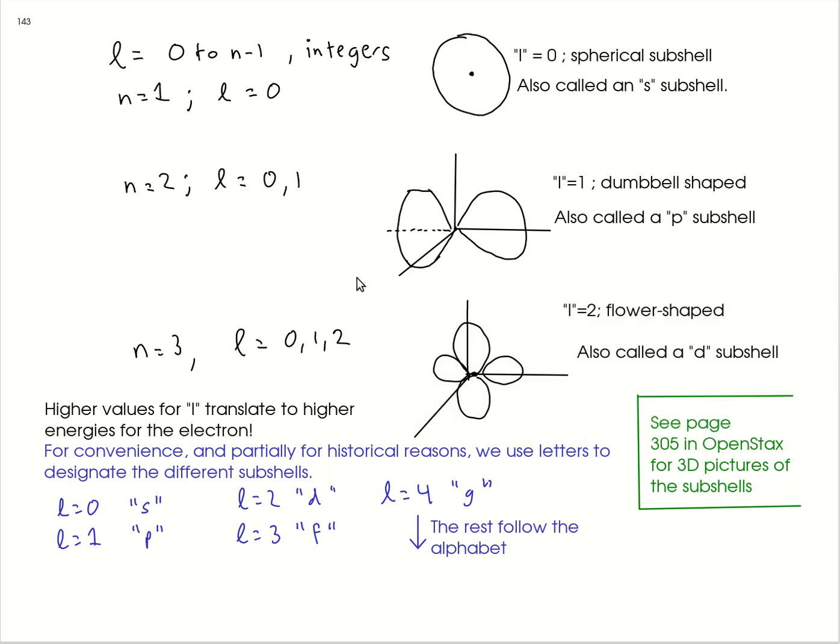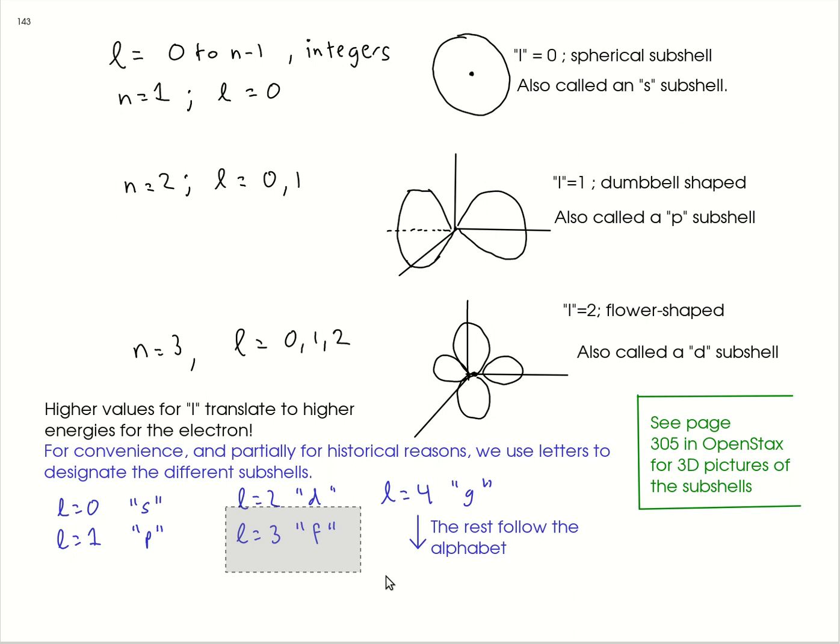Now, it's kind of awkward saying n equals 1, L equals 0, n equals 2, L equals 0, or L equals 1. So, to make it a little bit easier when writing things down, they use a letter notation often for the subshell. So this first one here, this L equals 0, is called an S subshell. The L equals 1 is referred to as a P. The L equals 2 is referred to as a D subshell. And L equals 3 is referred to as an F subshell.